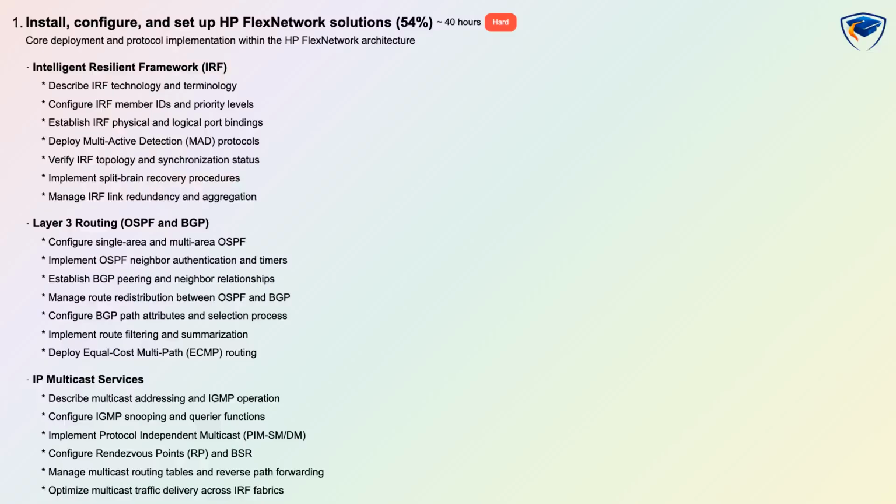In addition, the domain covers IP multicast services such as IGMP operation, IGMP snooping and querier functions, PIM-SM and PIM-DM configuration with rendezvous points and BSR, multicast routing tables and RPF handling, and optimizing multicast traffic delivery across IRF fabrics, plus COS principles that include traffic classification, DSCP and COS marking and remarking, congestion management, priority and weighted queuing, and policing and shaping applied to both physical and logical interfaces.